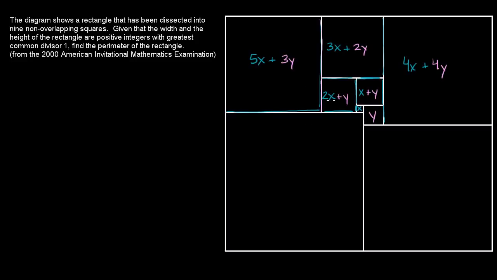5x plus 2x is 7x, plus x is 8x. And then you add the y's together. 3y plus y, and then you don't have a y there. So that's going to be plus 4y. That's the dimensions of this square.